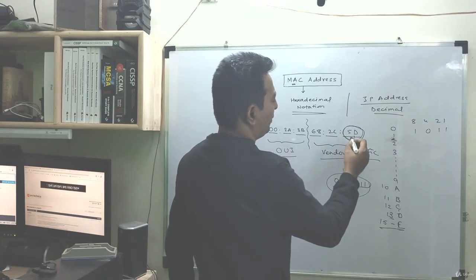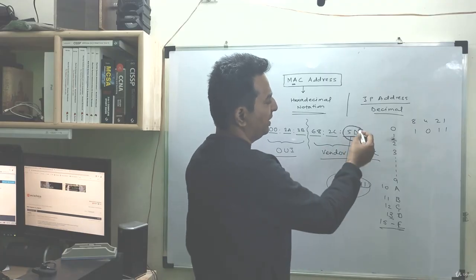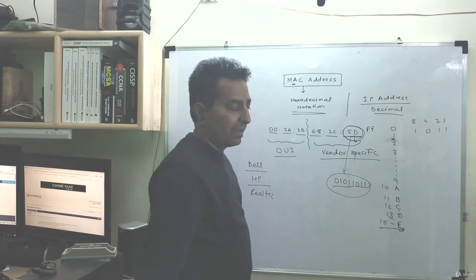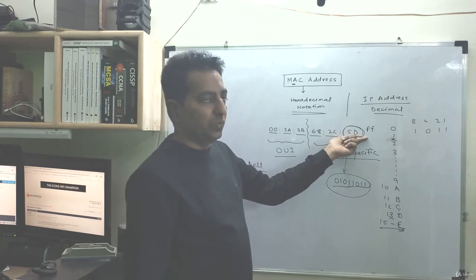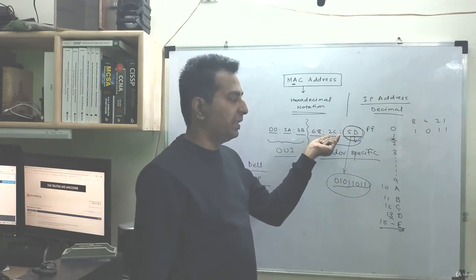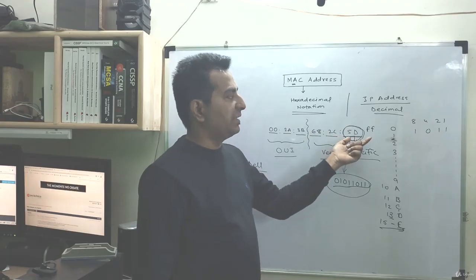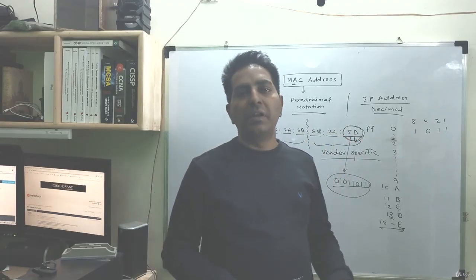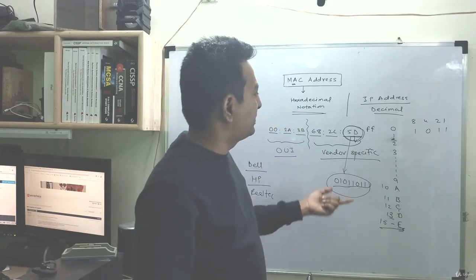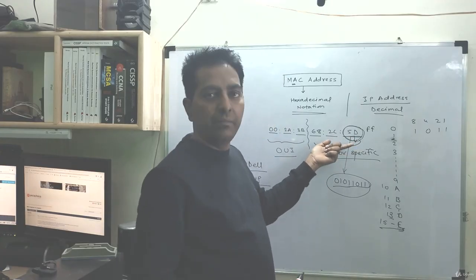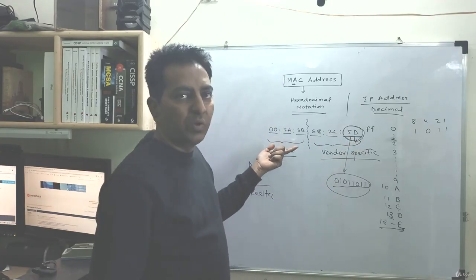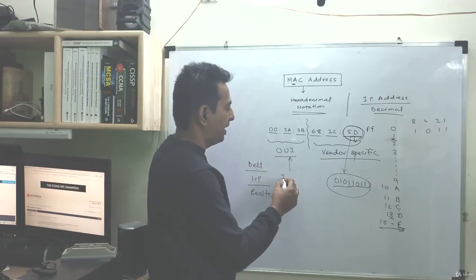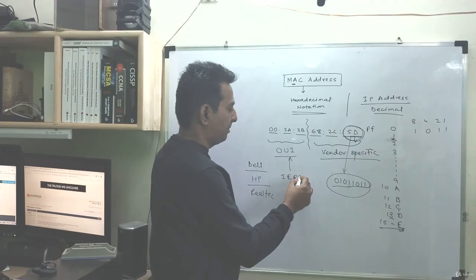Finally, what will happen, the highest number in the last field is going to be FF, as you can see here. So if it reaches FF, then they'll increment this number by 1 again, and again start with 0 from the next field. So that's how the inventory of the manufactured devices is maintained by the manufacturer, and this particular OUI is given to the manufacturer by IEEE.